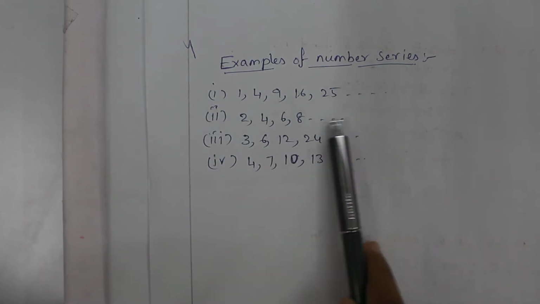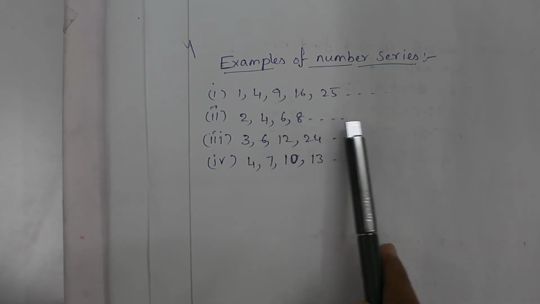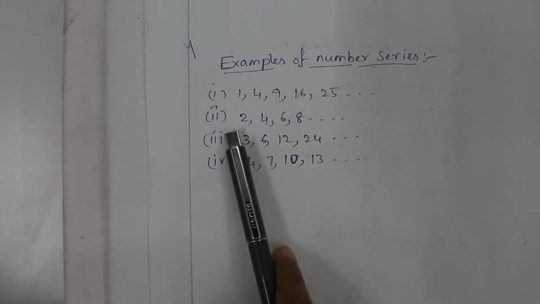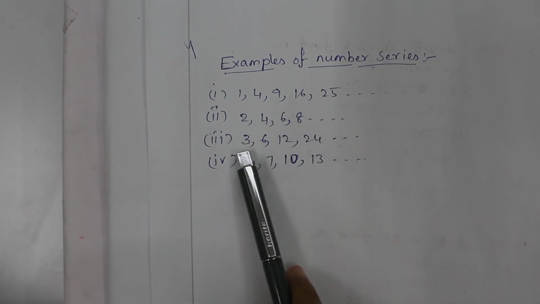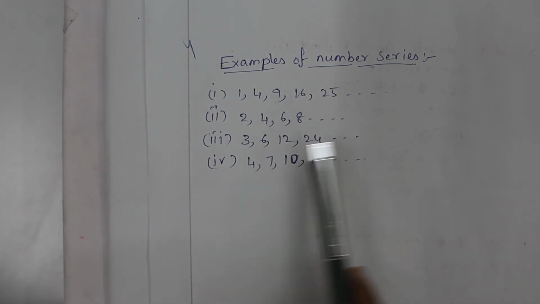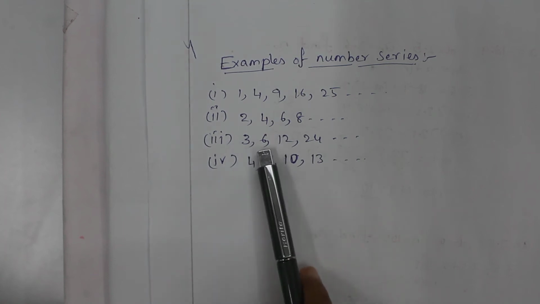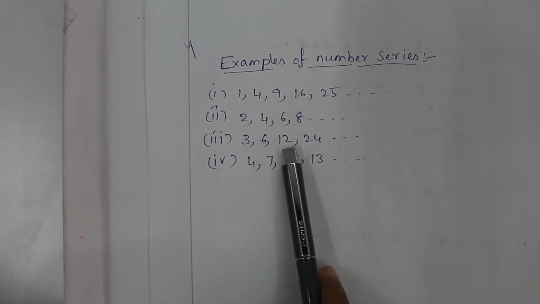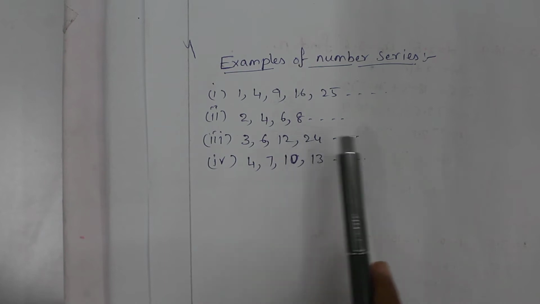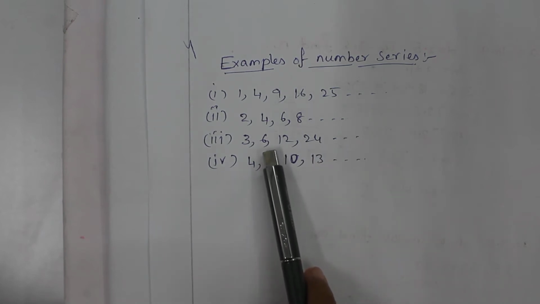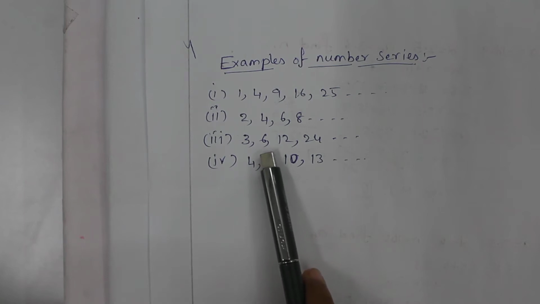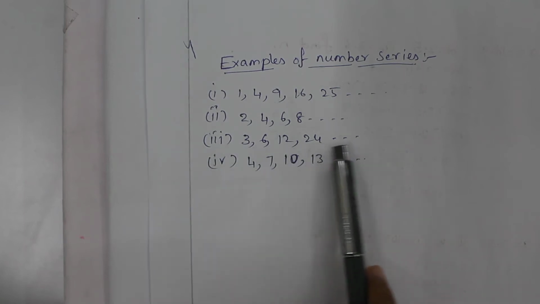Coming to the second one, 2, 4, 6, 8 and so on. This is a set of even numbers, right? So after 8 we will get 10. And the next, third one: 3, 6, 12, 24 and so on. So 3 into 2 is 6, 6 into 2 is 12, 12 into 2 is 24 and 24 into 2 is 48. So here I am getting each number by multiplying the previous number with 2. So this is one kind of pattern.